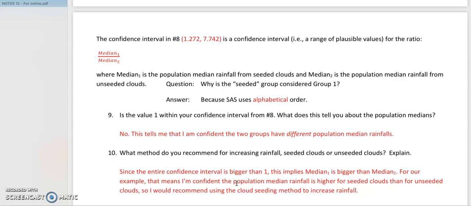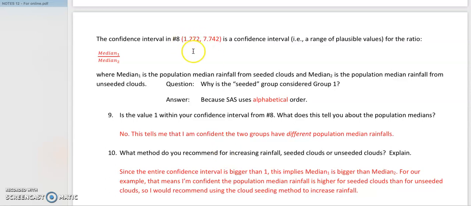Now, obviously, in real life, other considerations might come into play, like how expensive is each method. We heard back at the beginning that the seeded method involved flying a plane into the sky and actually injecting clouds with something. And so we might also want to know, okay, it seems that the seeded cloud increases rainfall, but how much does it increase rainfall? Because if it's just a small amount, maybe it's not worth it for us to do this.